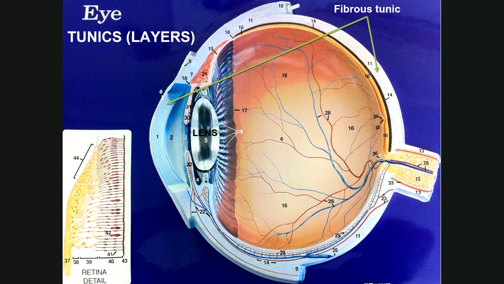Well, let's look at the eye some more. The eye has 3 layers to it, and a layer is called a tunic. The word tunic means coat. So it has 3 layers or 3 coats. There's an outer layer, which is called the fibrous tunic. Fibrous tunic, made out of fibers, thick and tough.